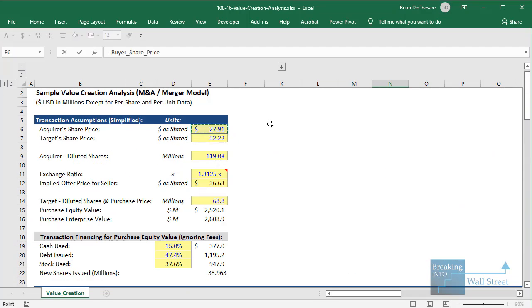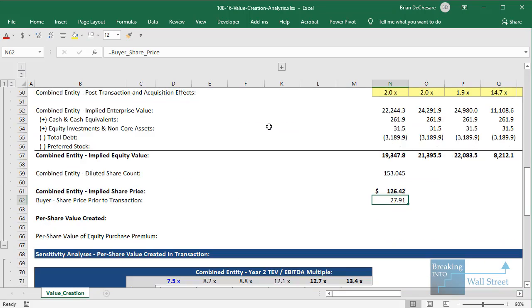Now the buyer's share price just before this deal announcement is shown up here. So it was around $27.91. Let's link to that. And then for the per share value created, we take our implied share price after the deal closes and after the company starts trading at this higher multiple, and then we subtract the buyer's share price from before the deal was announced, right down here.